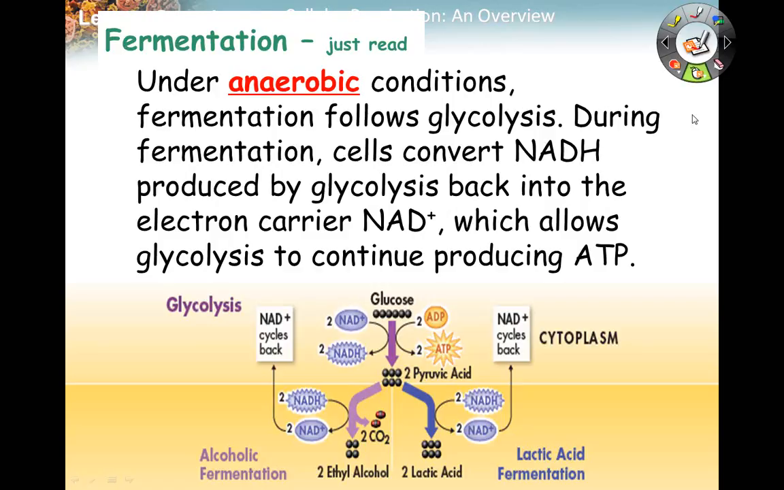Under anaerobic conditions, fermentation follows glycolysis. During fermentation, cells convert NADH produced by glycolysis back into the electron carrier NAD+, which allows glycolysis to continue to produce ATP.